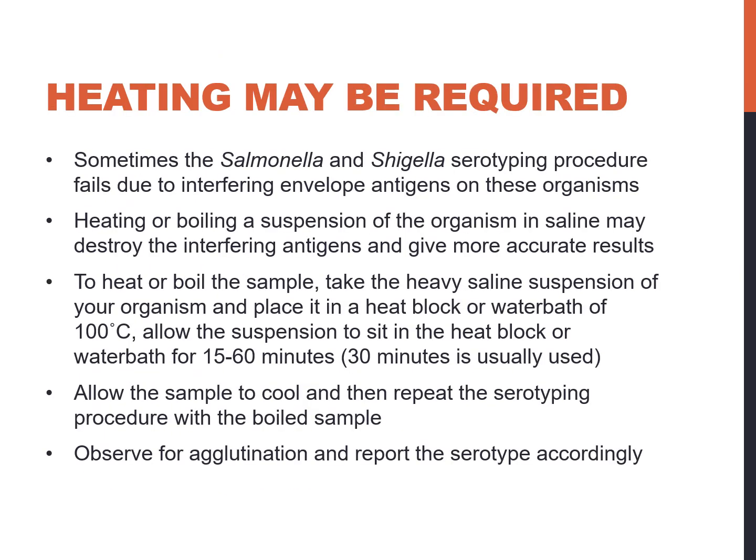Now, I've mentioned this before. Sometimes we have envelope antigens that make it difficult to type the somatic antigens, and sometimes that can happen with Salmonella and Shigella. In order to get rid of those envelope antigens, we take our organism suspension and heat it in a heat block, or we boil it. Once we get rid of that envelope antigen, we can allow our sample to cool, and then retype it, observe for agglutination, and report out the serotype accordingly.